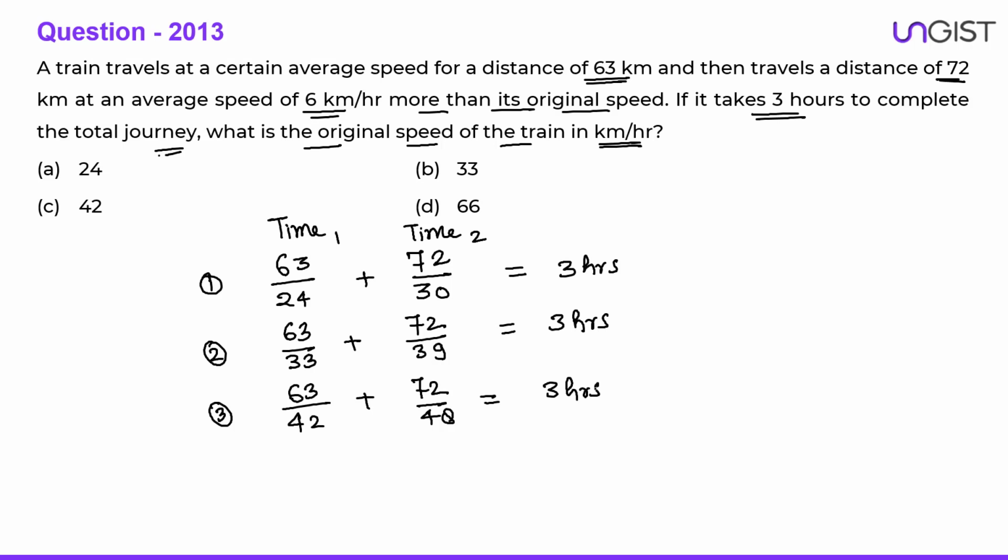So friends, just check. I can clearly see this 63 by 42, both the numbers are divisible by 21. So this is 3 by 2. And here both the numbers are divisible by 24. So this is again 3 by 2. So 3 by 2 plus 3 by 2 gives you 3. 1.5 plus 1.5 will give you 3 hours, right? So here, option number 3 is satisfying the given condition, right everyone? So the original speed of the train will be 42 kilometers per hour. This option is the correct choice, right?